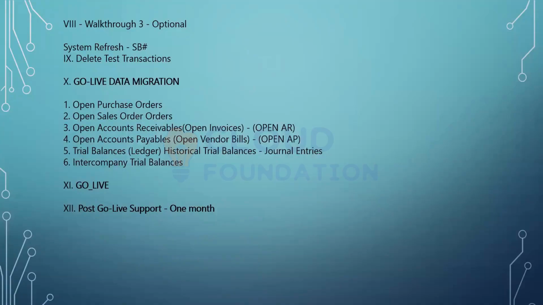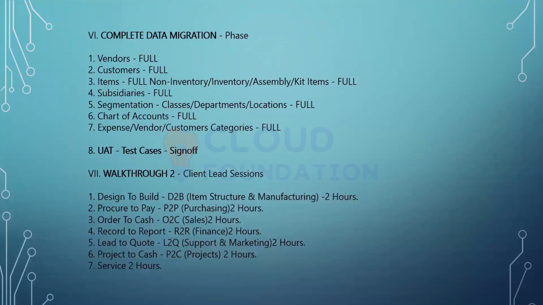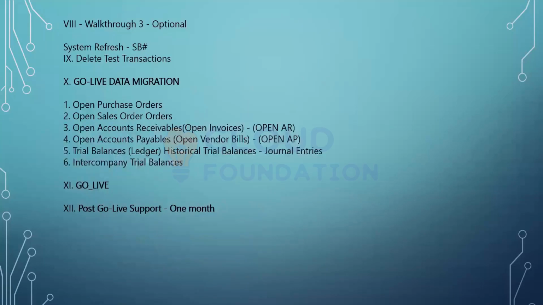So after the walkthrough 2 is done, there is a walkthrough 3 which is optional. Based on certain sessions that they conduct, we gauge the level of comfort. Let us say I did not tell them properly what is procure to pay. So if I did not tell them, they will not be comfortable. Correct. So let us say the purchase users were not that comfortable. So I do a walkthrough 3 again with them to make them understand what this is all about. And then we do a system refresh.